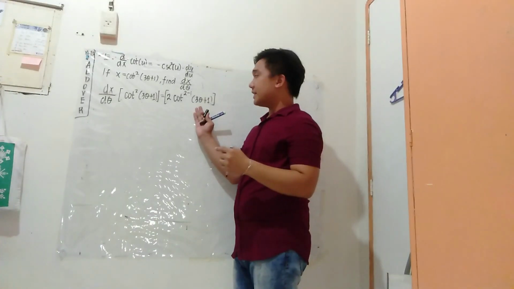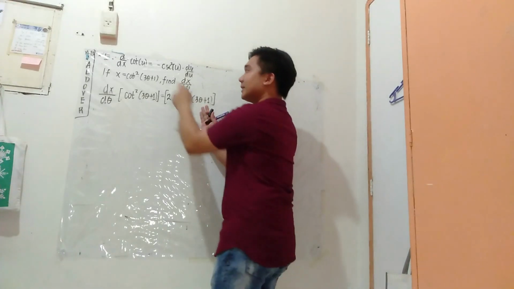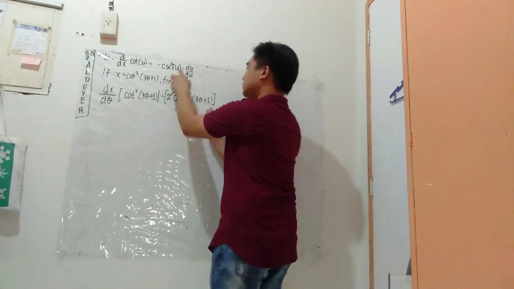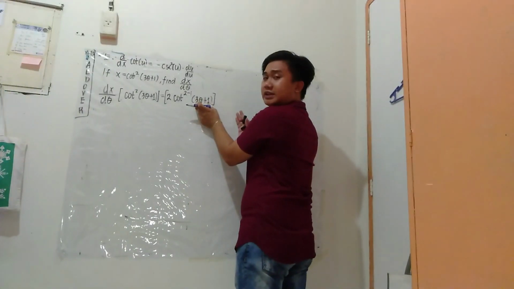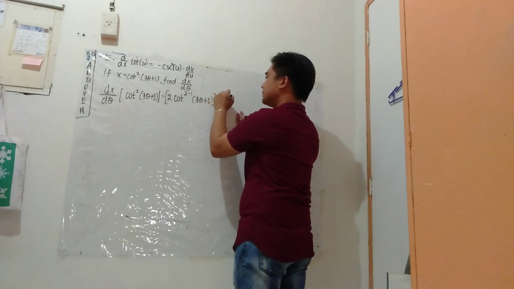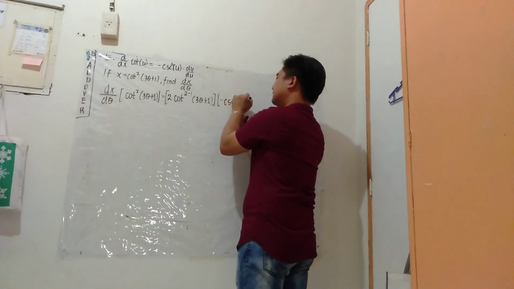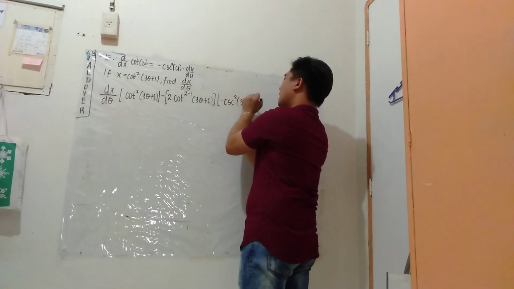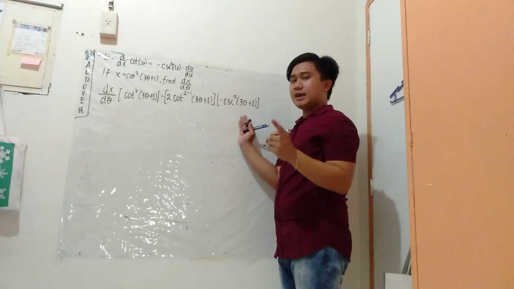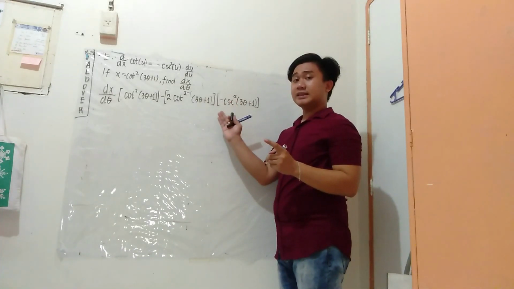Tapos, i-derivative mo naman yung mismong cotangent 3 theta plus 1. Anong derivative ng cotangent of u? Negative cosecant squared ng u. Eh, ang u natin yung 3 theta plus 1. So, derivative ng cotangent is negative cosecant squared 3 theta plus 1. Titigil ka na ba? Hindi pa po kasi hindi ko pa nadiderivative yung angle ko, which is 3 theta plus 1.